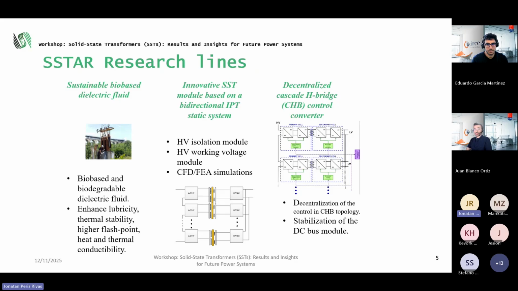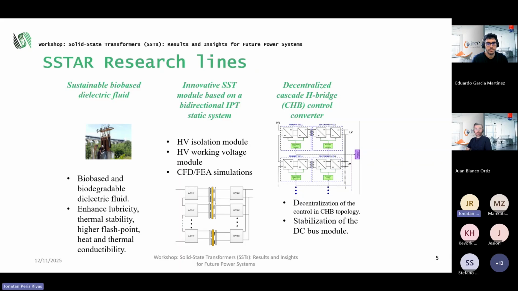The second line is the innovative SST module design led by CIRCE, based on a bidirectional inductive power transfer (IPT) system using silicon carbide semiconductors. This allows operation at 1.5 kilovolts and 50 kilohertz, with the objective of achieving a total efficiency of 98.5%. And finally, the third research line of the project is the decentralized control converter.